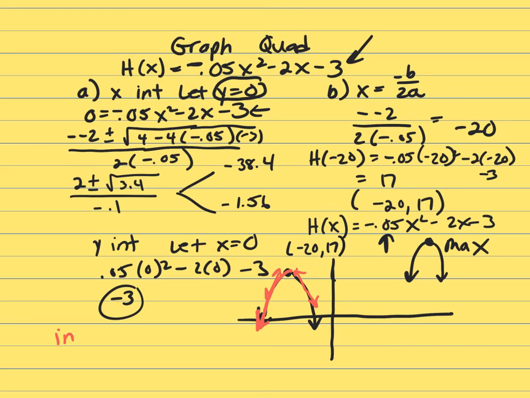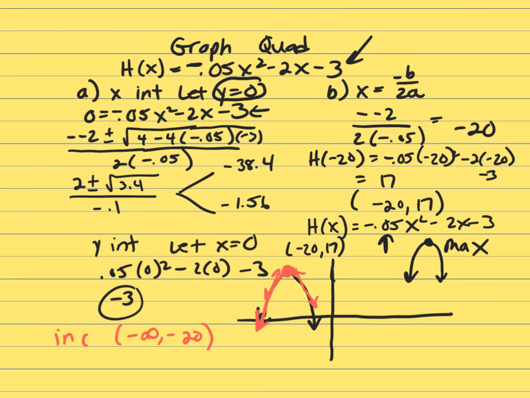So it's increasing, in interval notation, from negative infinity up to that x value, which is negative 20. And that's not the endpoint. That point's not included. And then, I've lost my pencil. Let me see. Well, it's going to be decreasing from negative 20, comma, infinity, with parentheses on both sides.